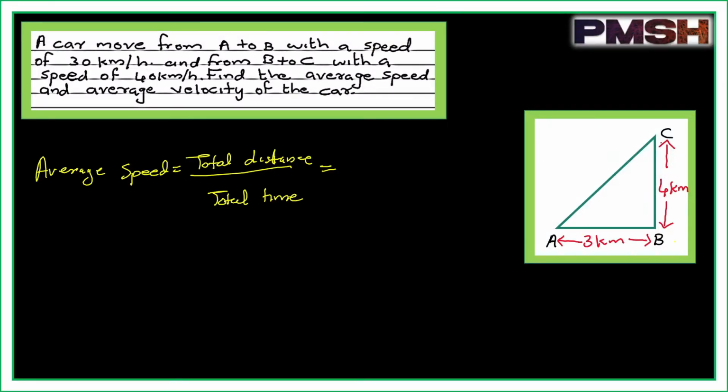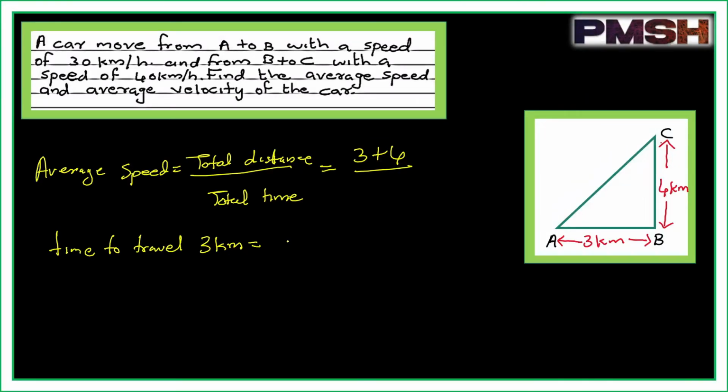Total distance. It has traveled from A to B and from B to C. So the total distance is 3 plus 4 by total time. Okay. You need to get what is the total time. So that total time is not given. So how can you find the time? The time to travel 3 kilometer. What is the equation to find time?